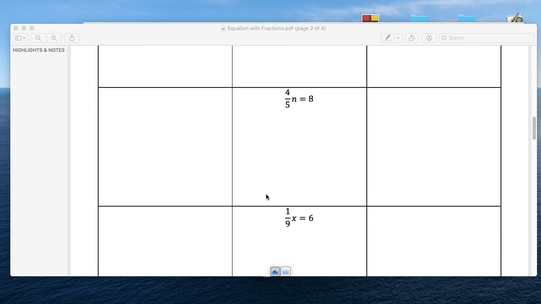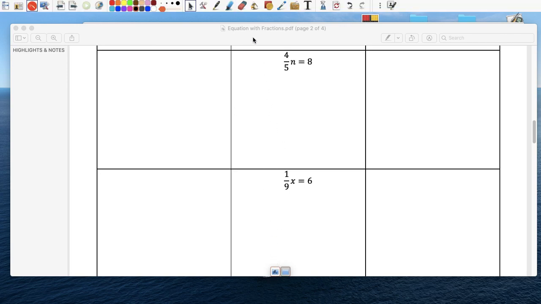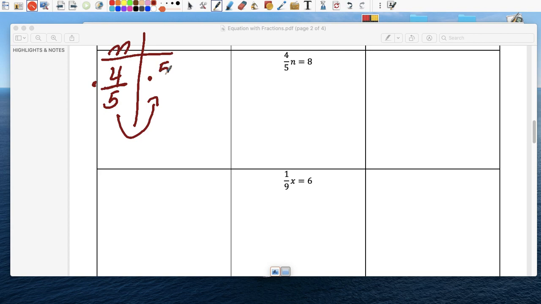Next, 4/5. Okay, so let me put this again. We have 4/5 times n, where n is my variable. It's being multiplied by 4/5. Now, because it's a fraction, I'm going to divide by 4/5, which is the same thing as multiplying by the reciprocal, which is 5 over 4. So that's what I'm going to do to both sides. I'm going to multiply this by 5 over 4, and multiply this by 5 over 4.